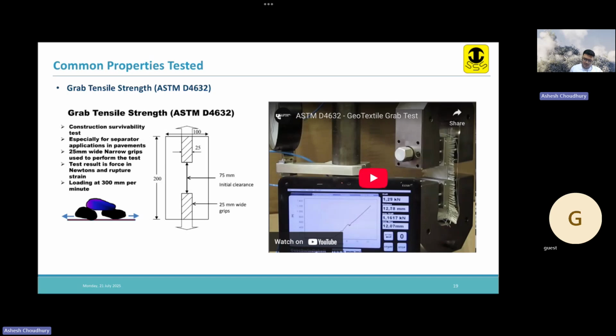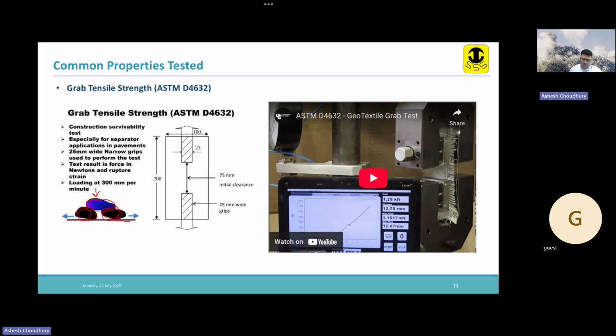So say you are placing a geotextile here, and you have some boulders like this. Now if you apply load here, what will happen? These two boulders will be pulling the geotextile apart. In order to simulate this scenario, we do this grab tensile test. This is done to test the construction survivability, especially for separator applications in pavement.